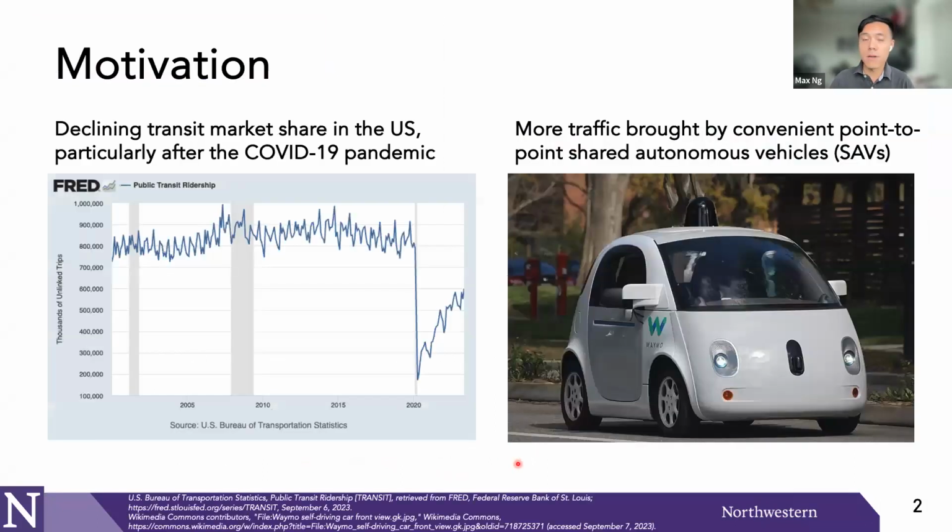The motivation of our research is that we have seen quite a lot of declining transit ridership in the US or in North America, particularly after the COVID-19 pandemic. Some researchers or some public have seen shared autonomous vehicles as a solution to the transit network or transit services, but also many researchers have pointed out that if we have very convenient point-to-point services of the SAVs, we will see more traffic and more demand on the road.